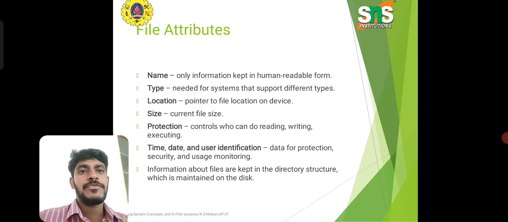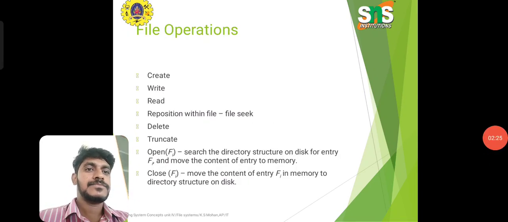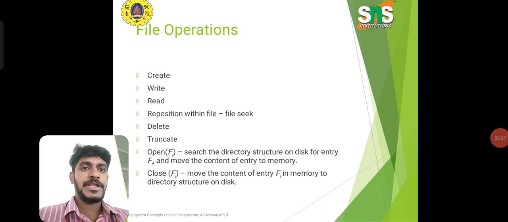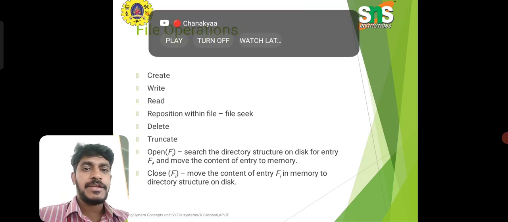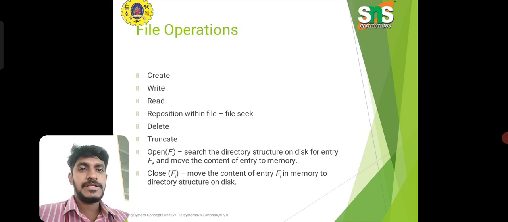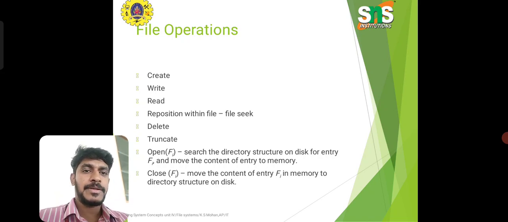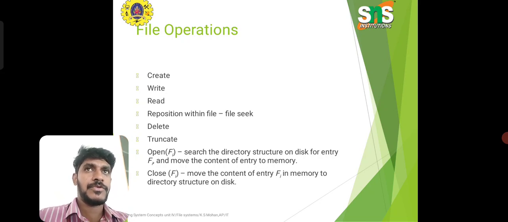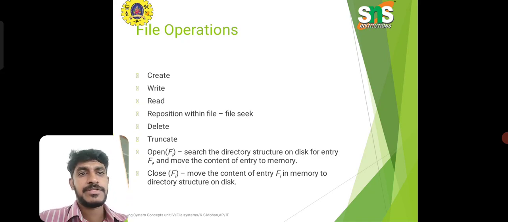Then we have file operations. We have create, write, read, and reposition within the file. Delete and truncate also happen here. So creating the file, writing the file, reading the file, repositioning within the file, and deleting. Then open and close. Open searches the directory structure on disk for the entry and moves the content to memory. Close moves the content of the entry in memory to the directory structure on the disk. So these are the file operations we generally have.